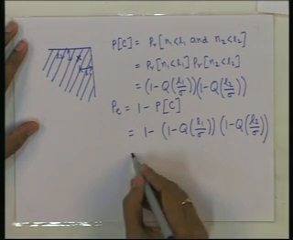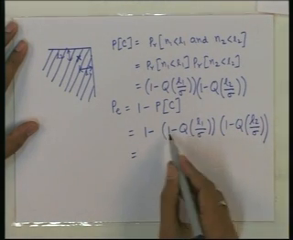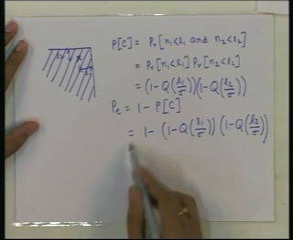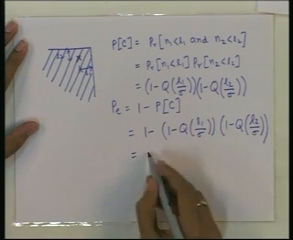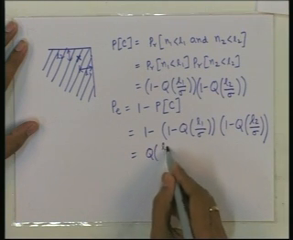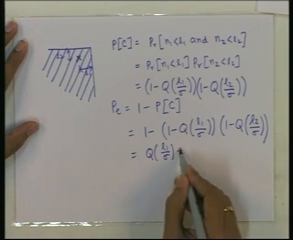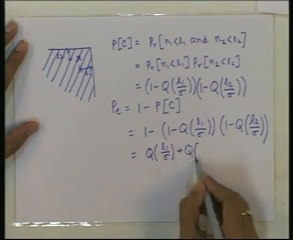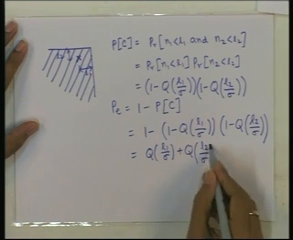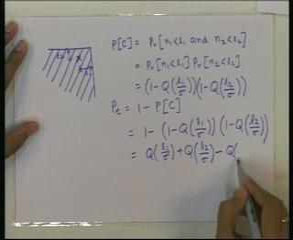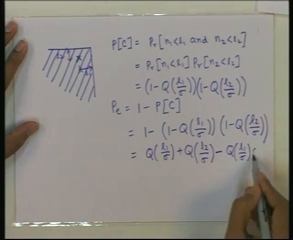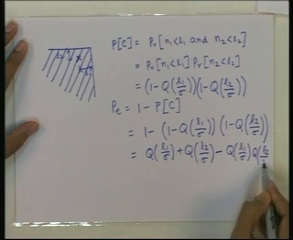This can of course be simplified, and the product from product 1 will cancel, and then we will have Q of L1 by sigma plus Q of L2 by sigma minus Q of L1 by sigma times Q of L2 by sigma.